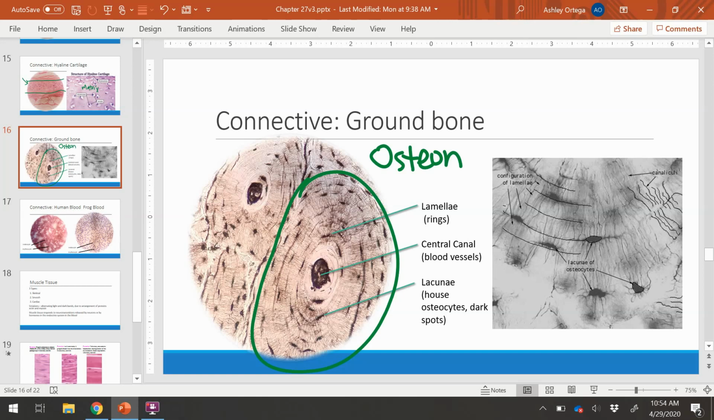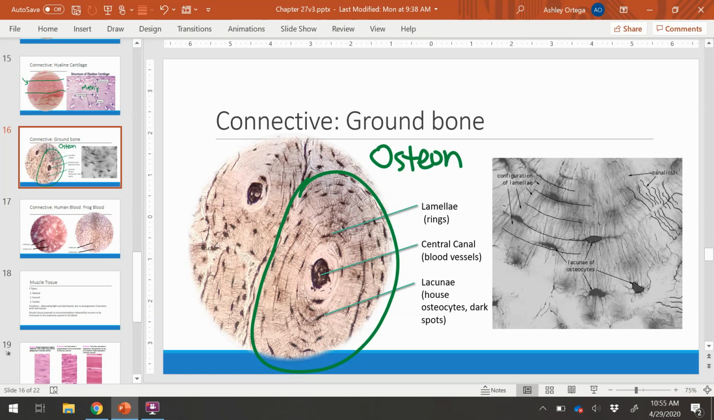And then inside of that, the very center, there's a central canal that contains blood vessels. Obviously, these blood vessels are important for transport of nutrients, waste, as well as in the center of bone lies bone marrow, which is the manufacturing center of blood cells. And so transport through bone is very, very critical. And so these central canals play a huge role in that.